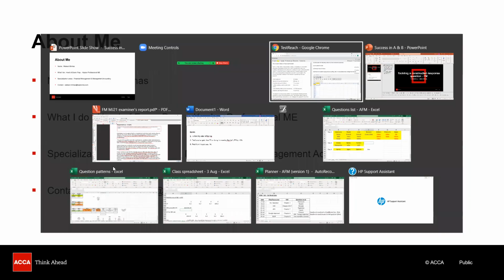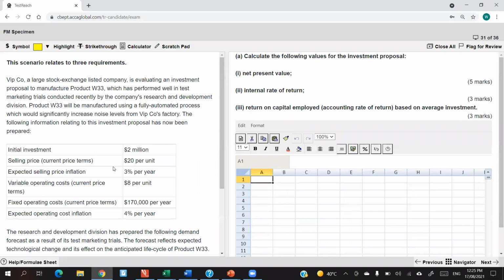Now, without wasting any time, let's go straight to ACCA's testing platform, TestReach, where I'm going to show you how to tackle a constructed response question, a Section C question in the FM exam. I've taken the specimen exam here, which is available on TestReach, and this question is VIP Co. I'm planning to do parts 1 and 2 of this question, where I can show you some spreadsheet tricks to deal with this requirement. So let's have a look at the scenario first.